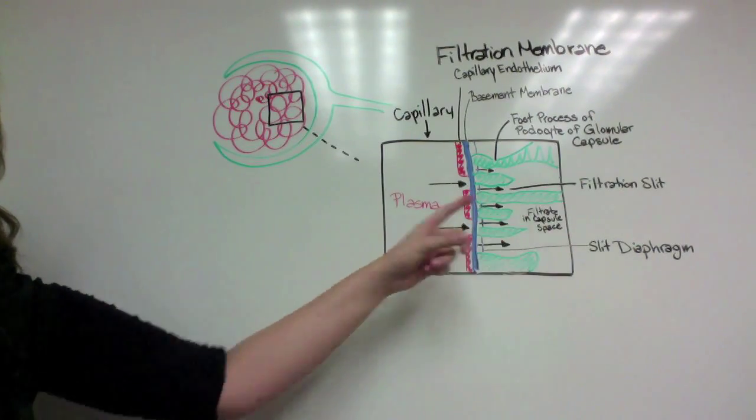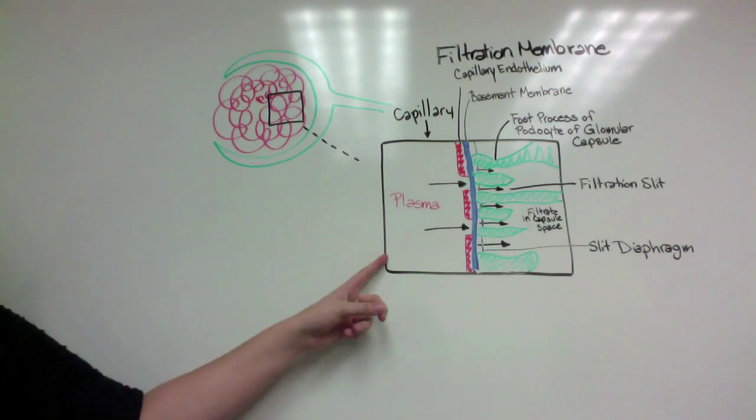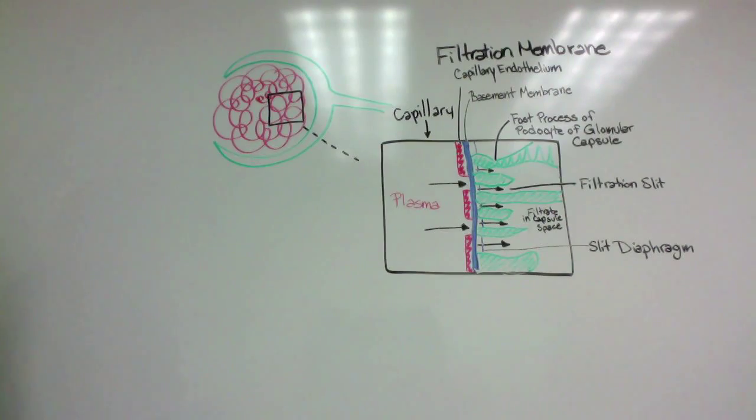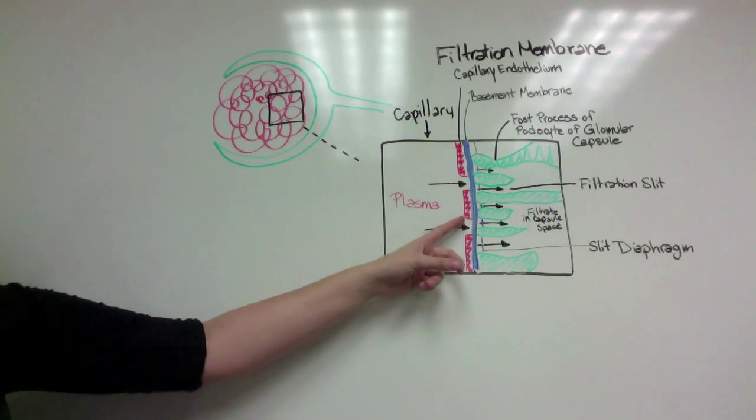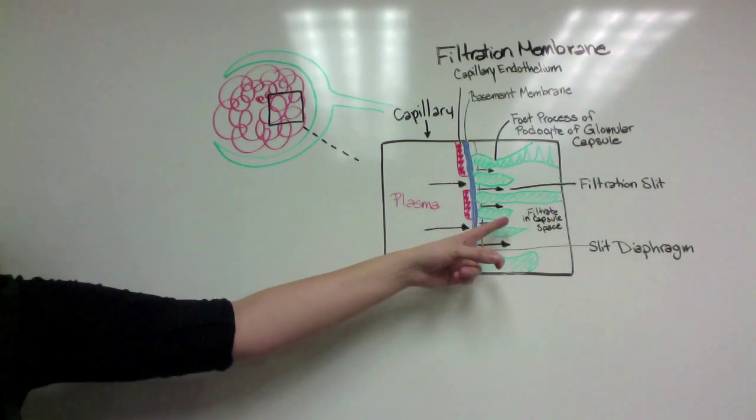The filtration membrane lies between the blood and the interior of the glomerular capsule. It is a porous membrane that allows free passage of water and solutes smaller than the plasma proteins. There are three layers of the filtration membrane. The first layer is the fenestrated endothelium of the glomerular capillaries. The fenestrations, which are the pores, allow all blood components except blood cells to pass through.